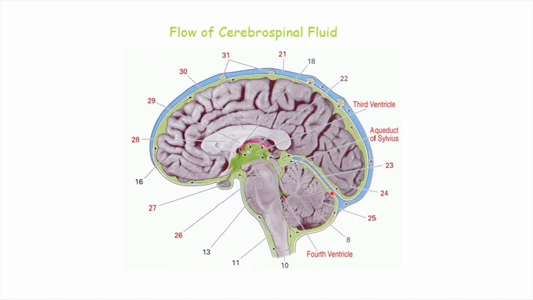The functions of the cerebrospinal fluid include providing protection against impact by acting as a cushion, and it also has protective roles. So it plays a role in the immune response, and it also regulates the blood flow in the brain.